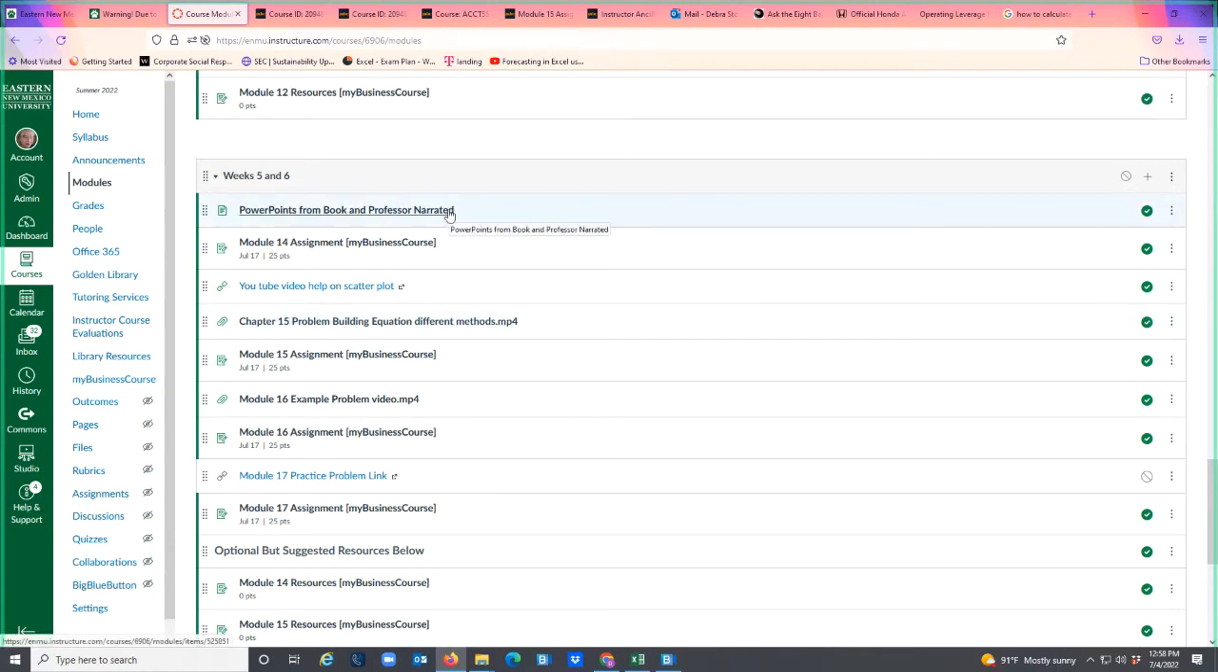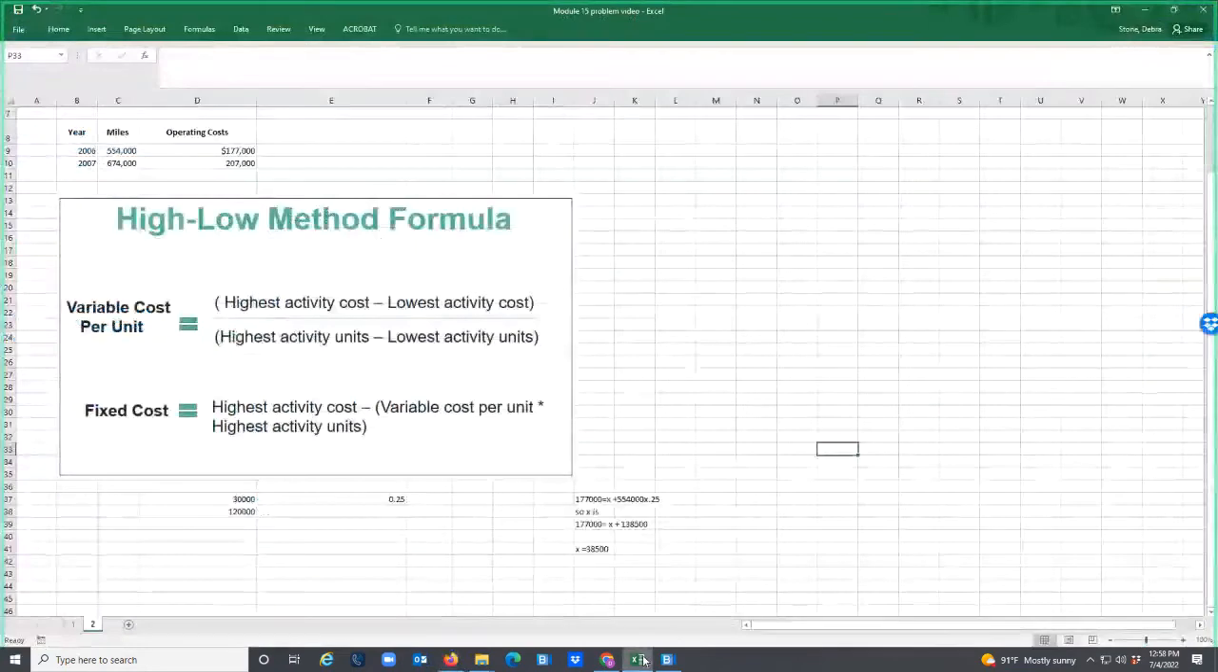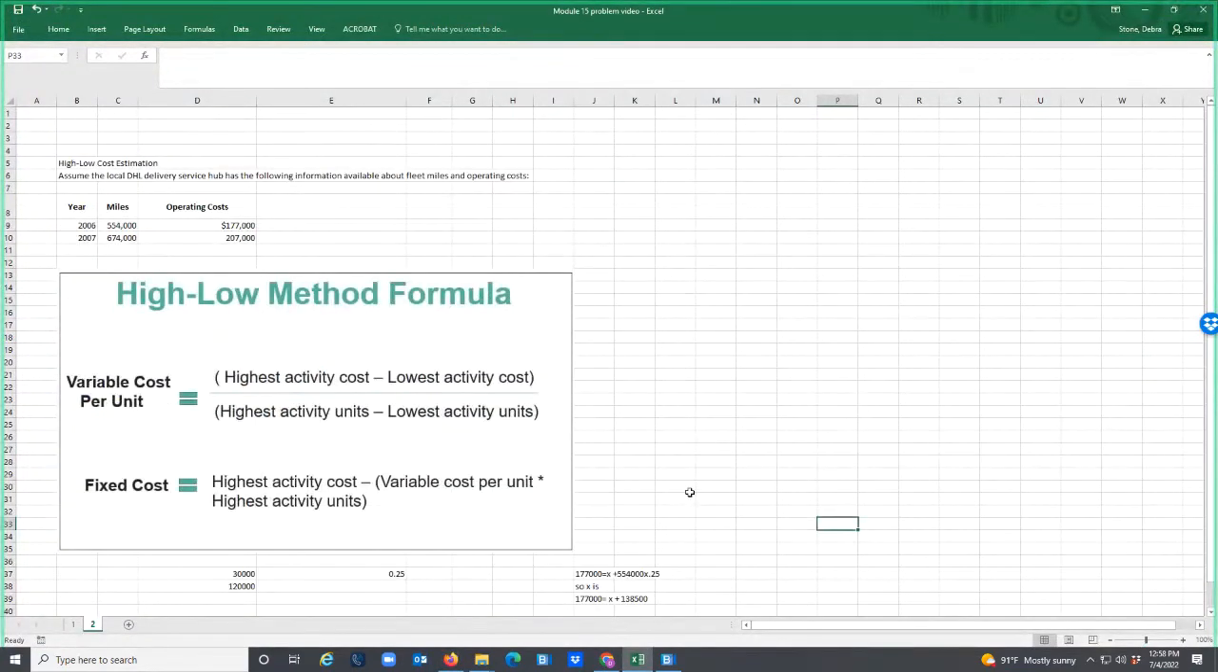So let's go back to our problem here. It looks like in this problem, high-low cost estimation, we're going to assume the local DHL delivery service has the following information available. For the years 2006 and 2007, they have miles of 554 and 674, and they have operating costs of 177.